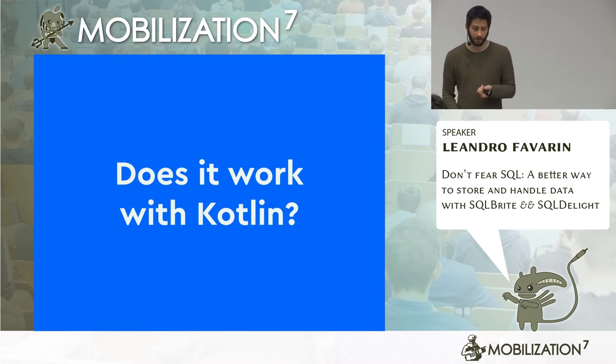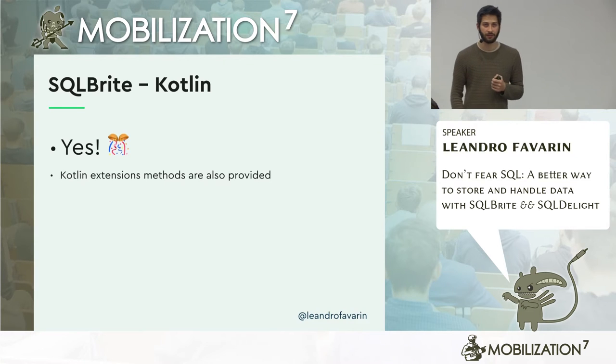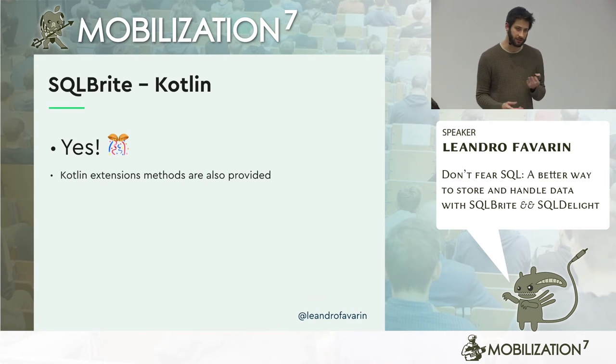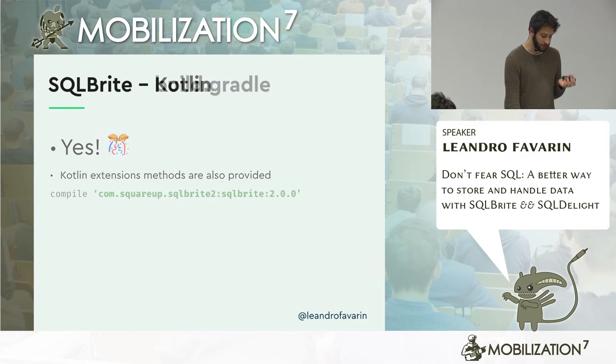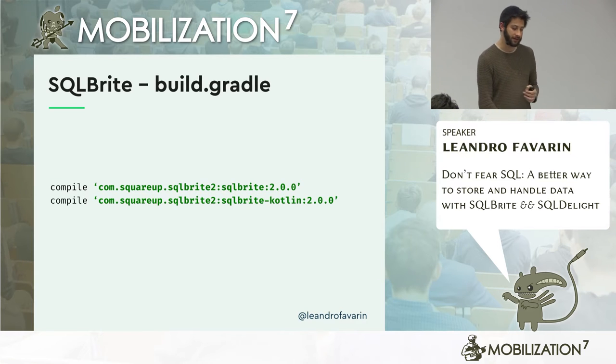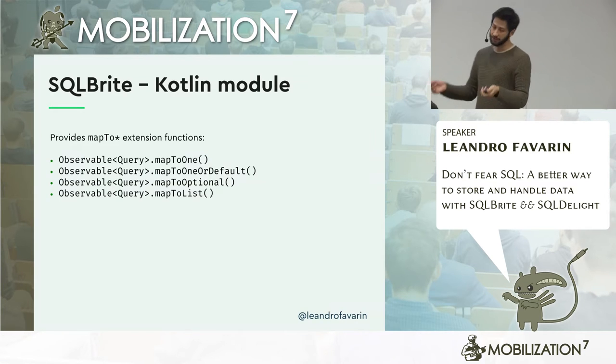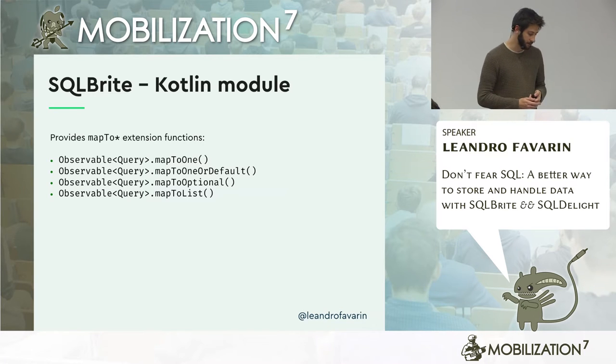Again, if it works with Kotlin. And yes, not only that, but they also provide some library, some extension methods to help you with that. Together with the import you do on the SQLBrite, you also add SQLBrite-Kotlin. This will give you all the niceties, like mapping to a single, mapping to one or default, mapping to optional. So now that RxJava 2 does not support nulls anymore, this is a nice way for you to guarantee that you're not going to be propagating nulls anywhere. So everything is taken care of for you.